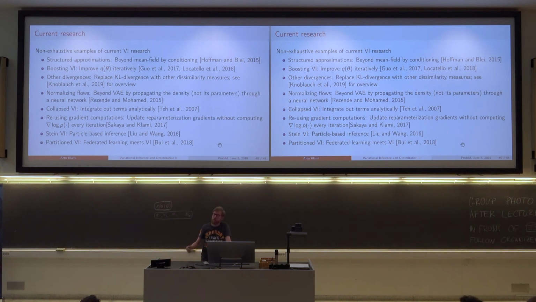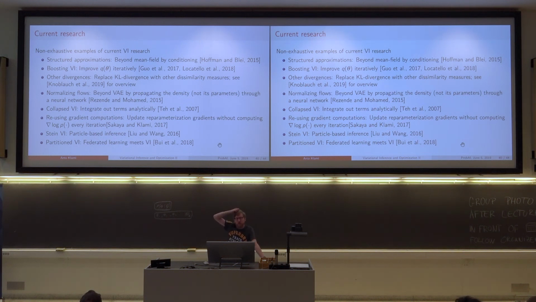A normalizing flow, if you heard about it, is essentially a way of constructing arbitrary approximating families by actually propagating density functions through a neural network. Not just the parameters of a density function, but really the actual density function. So if every layer of a neural network retains the volume of what you feed in, then you're actually propagating a density function.